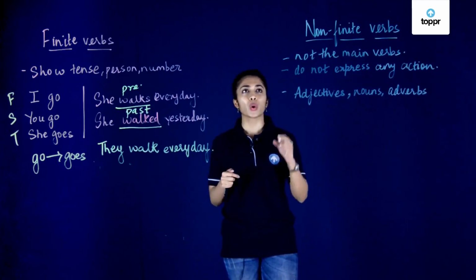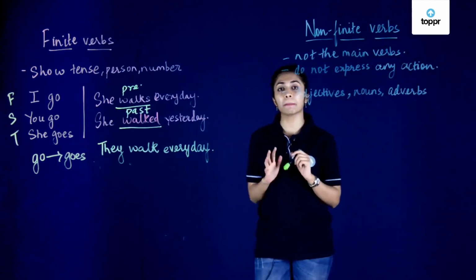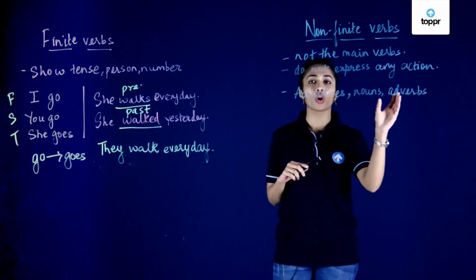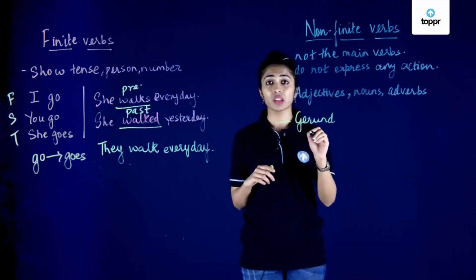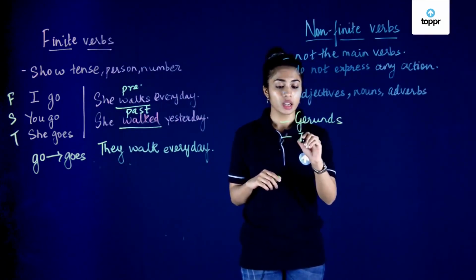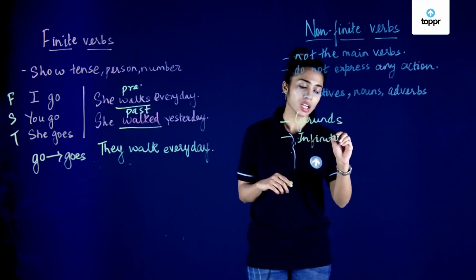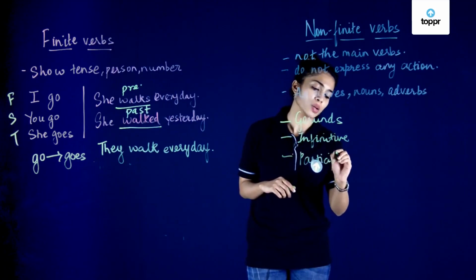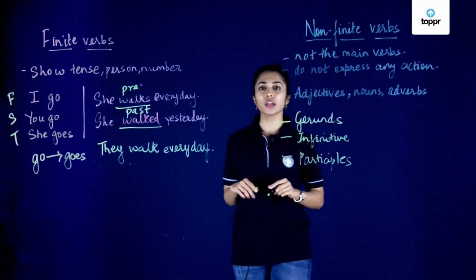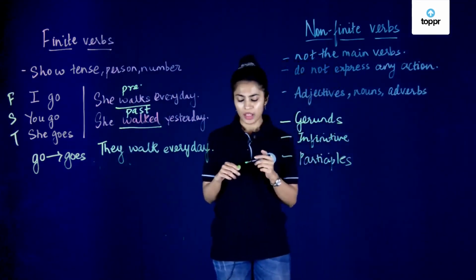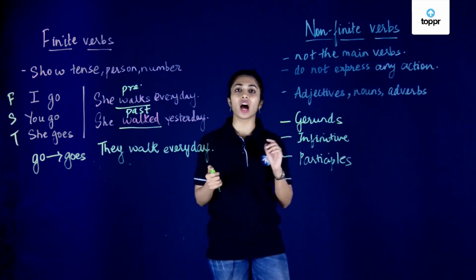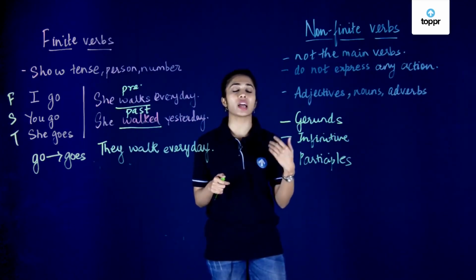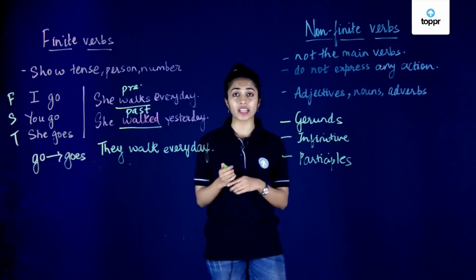So what are they? Well, non-finite verbs are verbs that play the role of an adjective, noun or adverb. So we have something known as gerunds, infinitives, and lastly, we have something known as participles, and these are our non-finite verbs. These verbs do not show us tense, person or number. They do not denote any action and neither are they the main verbs of a sentence. We are going to learn about gerunds, infinitives and participles in our next class.